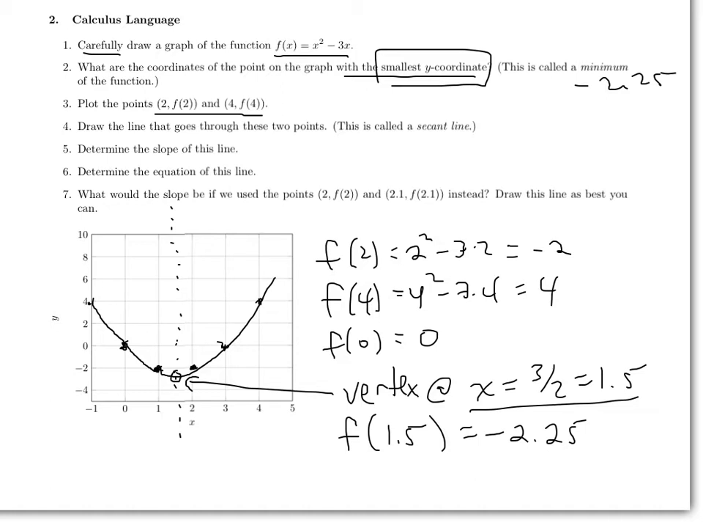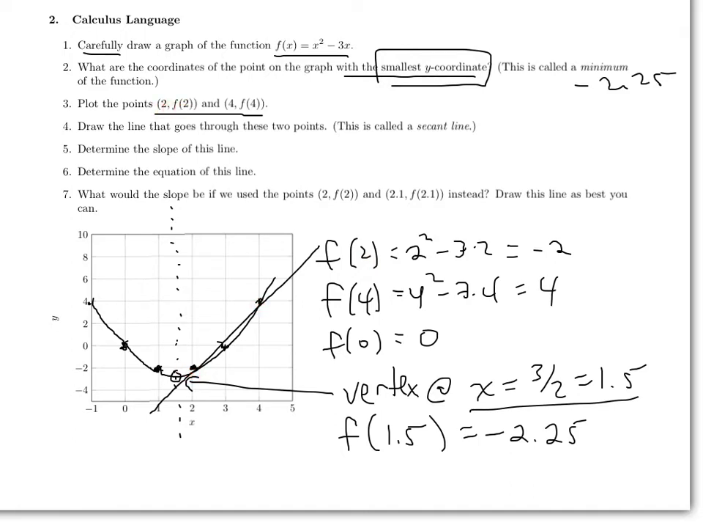Plotting the points, these 2 points, I've already done that. Now drawing the line that goes through them. Let me see if I can use a better tool for drawing. That's as good as it's going to get. So it's going to be a line like this, more or less. I'm trying to hit the point 2, f of 2, which is here. We found that that was (2, -2). So that point and that point, that's what we're trying to hit.